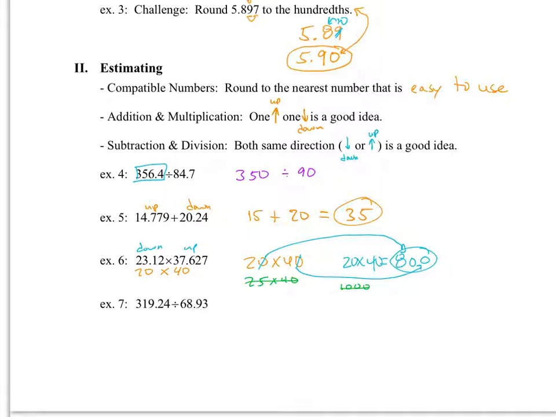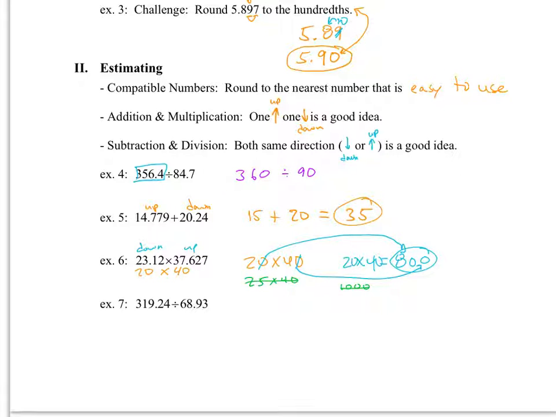No, it doesn't. And remember my trick, one up and one down for addition and multiplication. For subtraction and division, we're going to go both down or both up. And in this case, what did I do? I actually went one down, one up. So let's take my division one here. Let's round it up. Let's go back to 360.